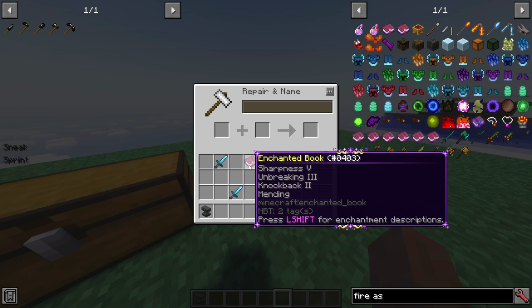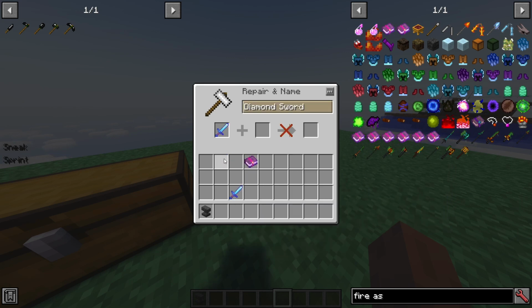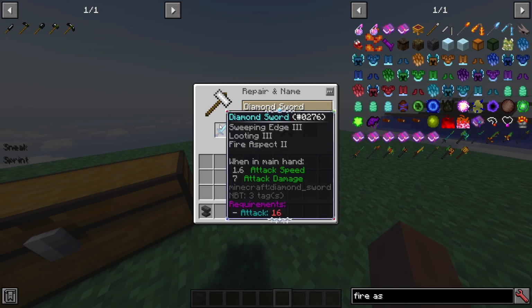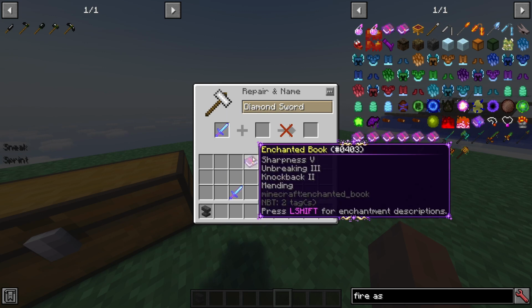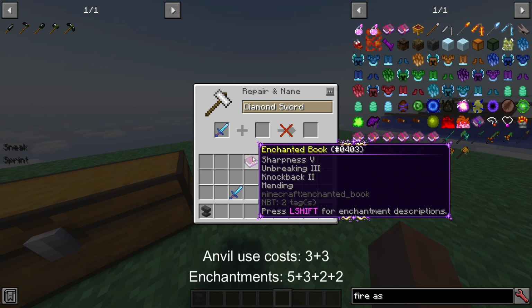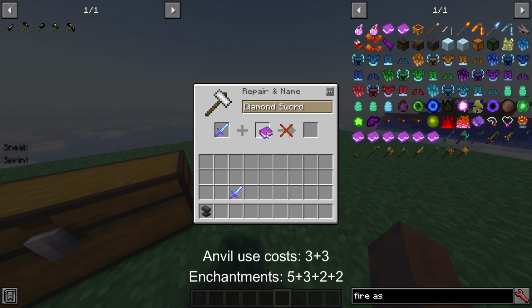And I swear I didn't prepare this. I'm actually calculating this, and I hope you can calculate this too. So next is 3 levels for the Anvil use count of this, 3 levels of the Anvil use count of this, 6 levels, Sharpness 5 is 5 levels, so 11 levels, Unbreaking 14 levels, Knockback 16 levels, Mending 18 levels, so this is going to cost 18.